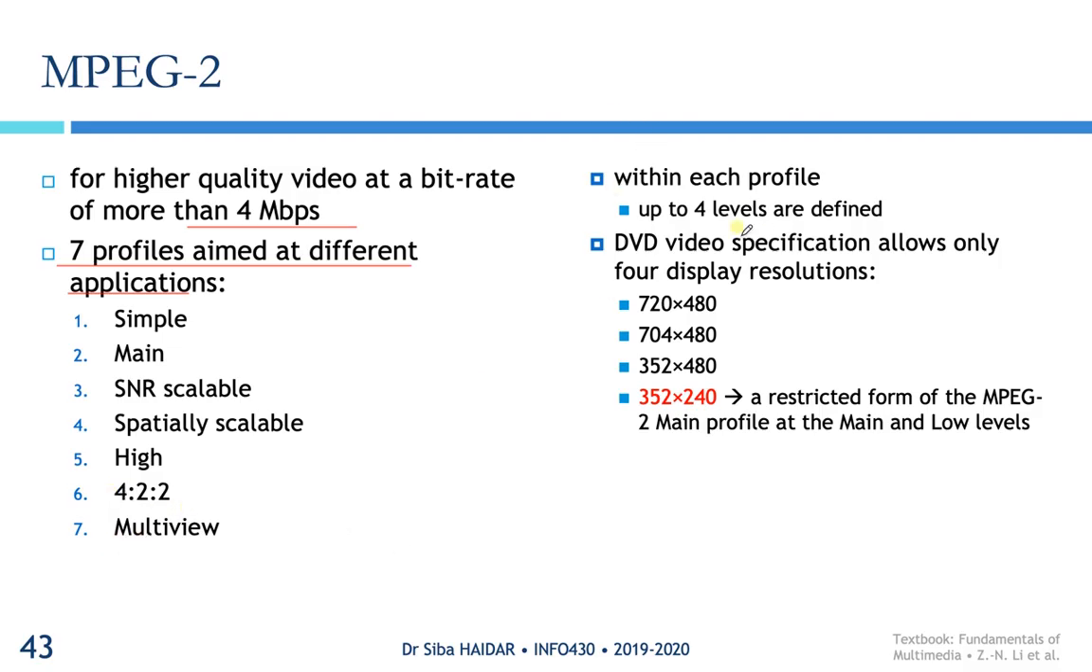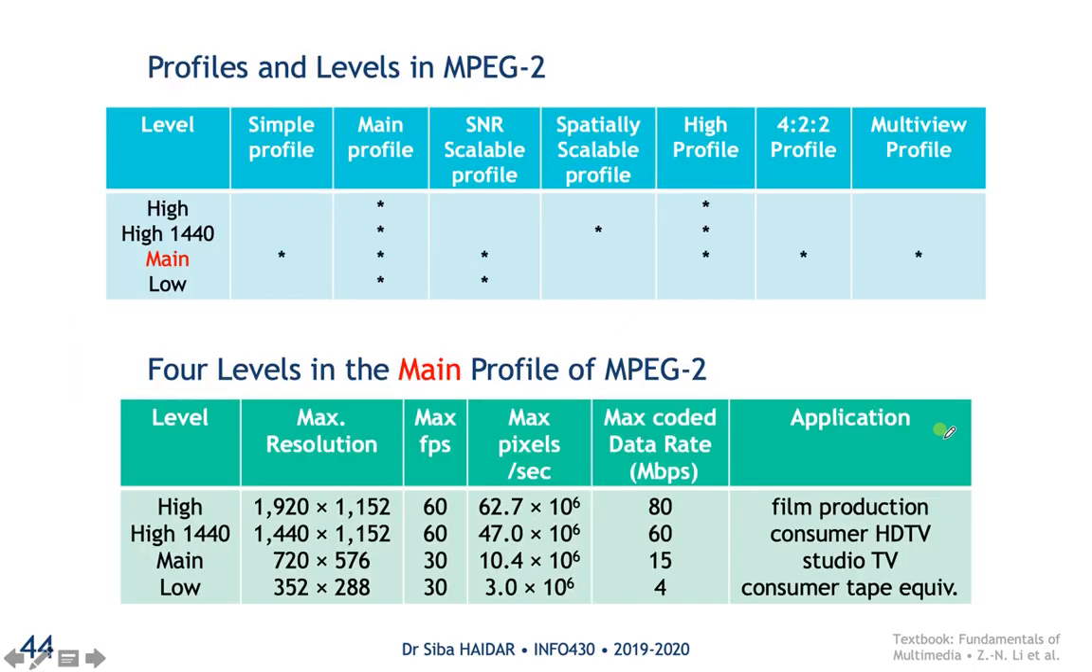With each profile, you have up to 4 levels that are defined. These are the 4 levels. The DVD video specification allows only for display resolutions 720 x 480, 704 x 480, 352 x 480, and finally 352 x 240, which is a restricted form of MPEG-2 main profile at the main and low levels.